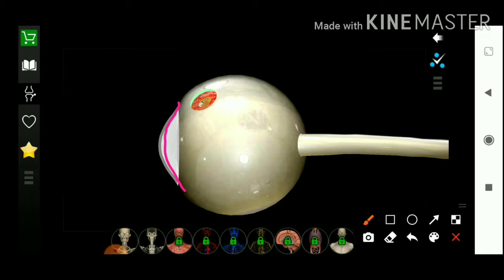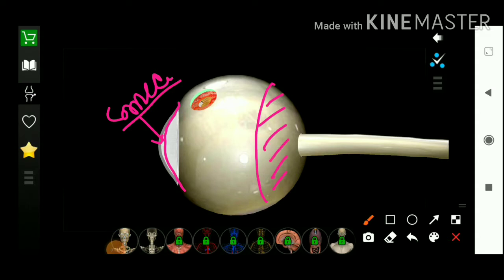So this convexity is known as the cornea. And always remember that the cornea is avascular in structure. That is why corneal transplantation is possible. Posteriorly, the sclera is not covered with conjunctiva and is more or less brown in color, but it is not shown here. So posteriorly, you can see that it's not white in color.